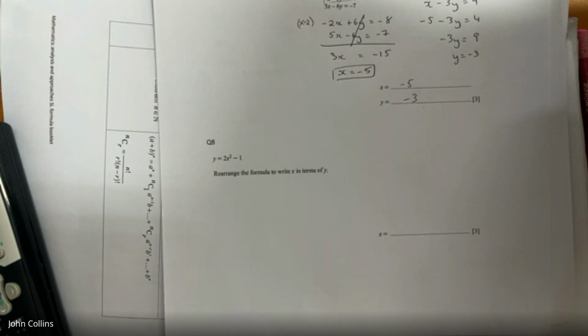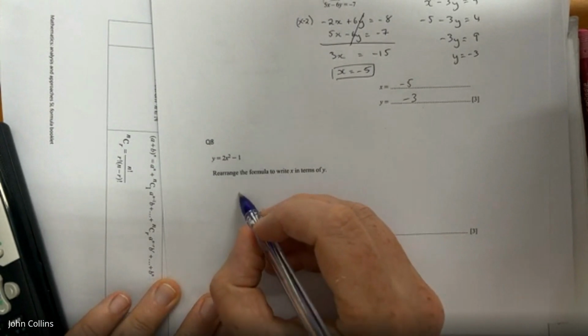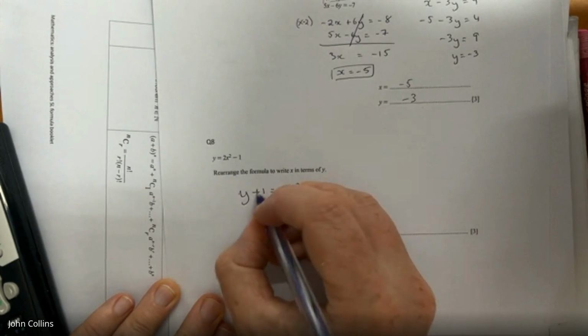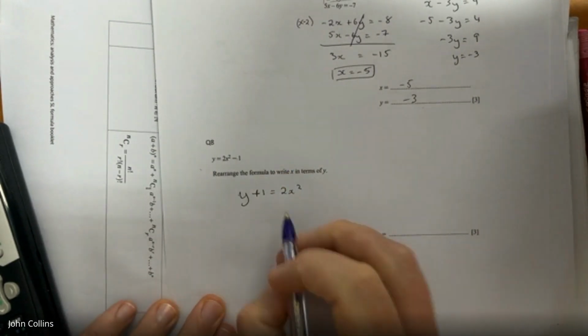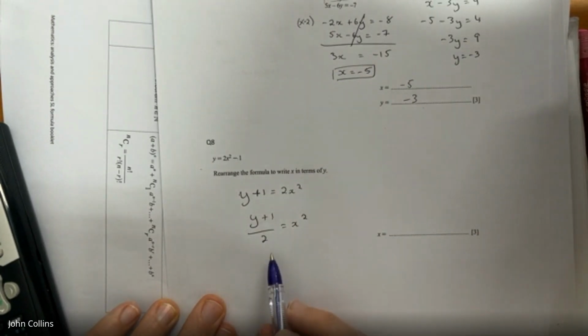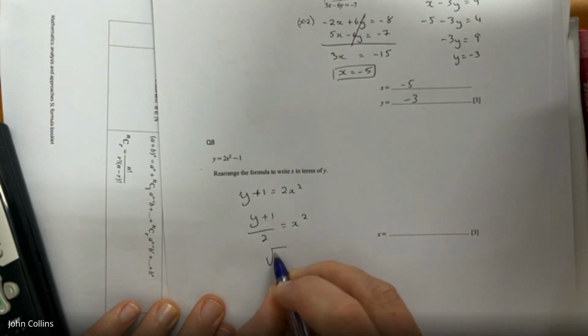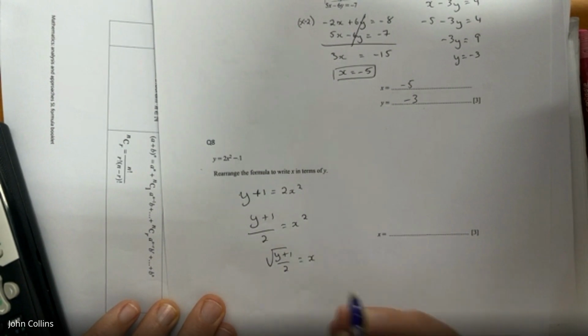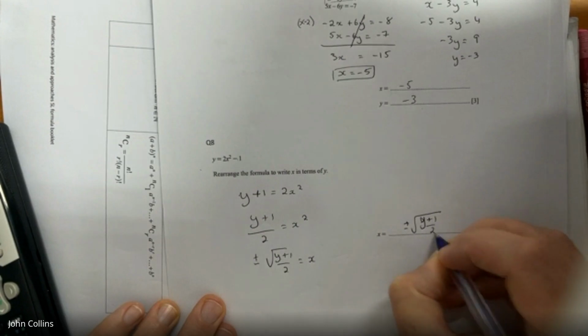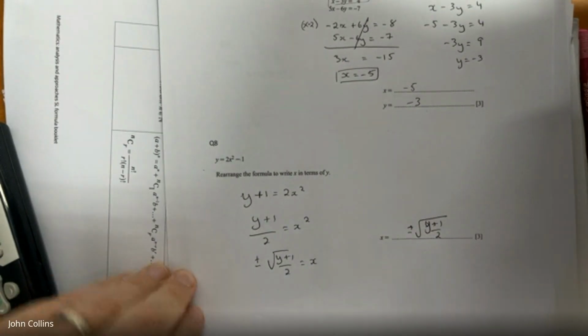Next question, rearrange the formula, x in terms of y. So start off, maybe y minus 1 is equal to 2x squared is the start, or plus 1, sorry. Add the 1 over here. Divide by 2 is equal to x squared. So I'm trying to get x on its own. So the only way I can get rid of this square is to square root both sides. So I end up with root y plus 1 over 2 is equal to x. Plus or minus? Okay. So I try and let x equals.